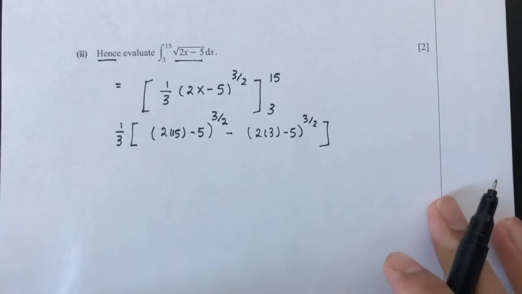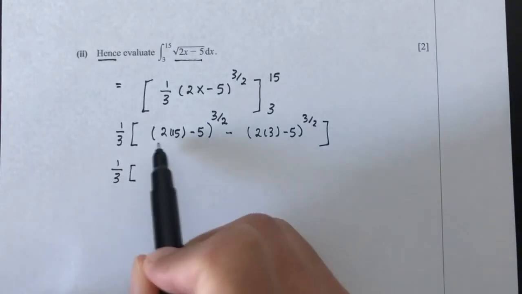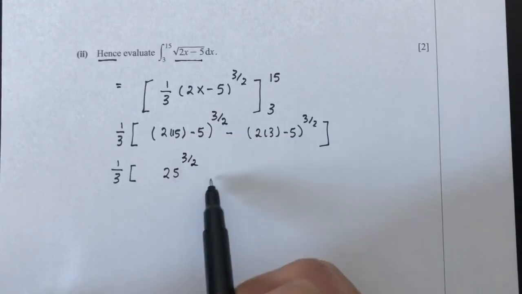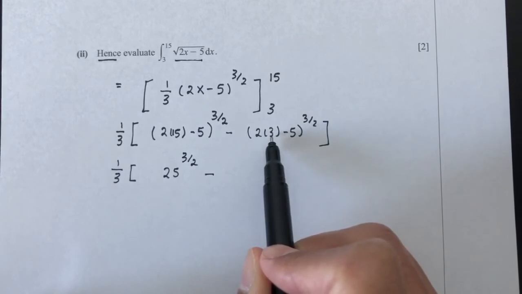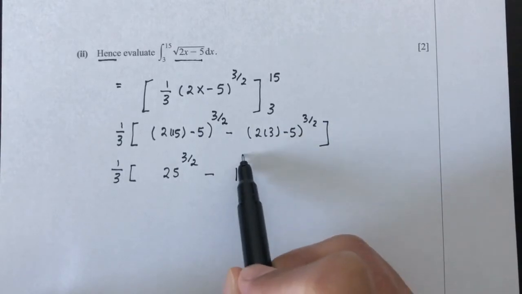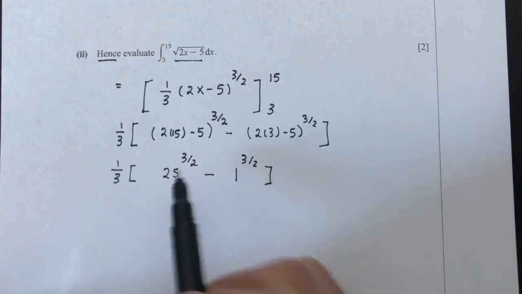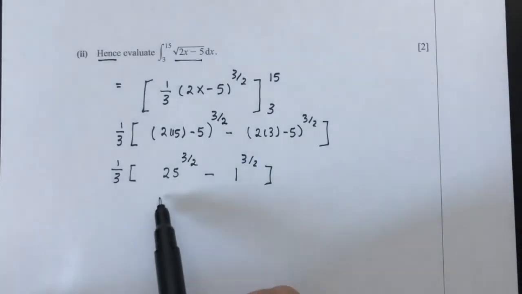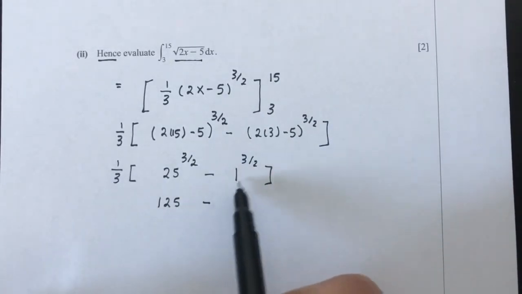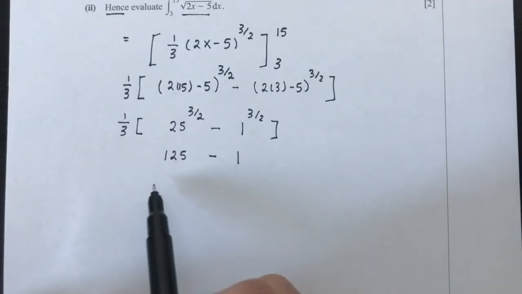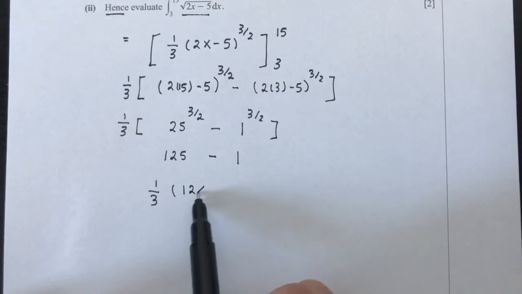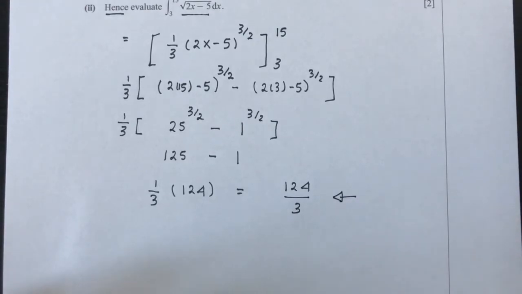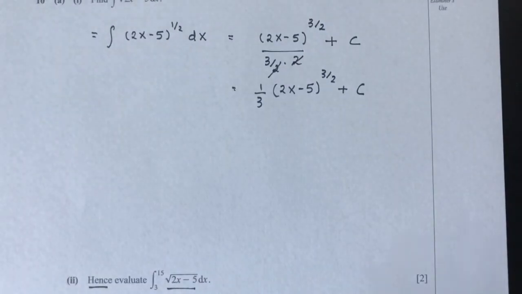So let's simplify. Outside is 1 over 3. 2 times 15 is 30. 30 minus 5 is 25. So 25, 3 over 2 minus 2 times 3 is 6. Minus 5 is 1. So 1, 3 over 2. So let's find this. So 25 power 3 over 2. That will be 125. So this is 125, and 1 power anything is 1. So your answer is 1/3 times 124. That will be 124 over 3 as your answer. That will be part 2 of question number 10.